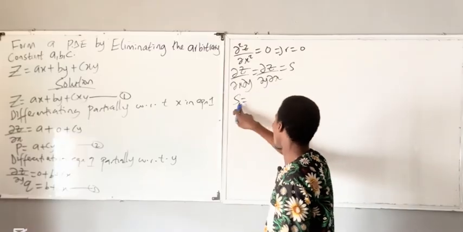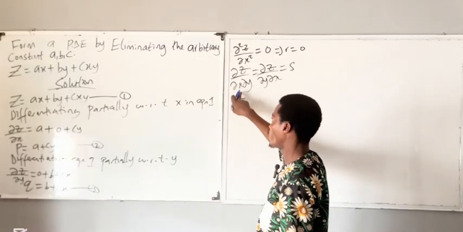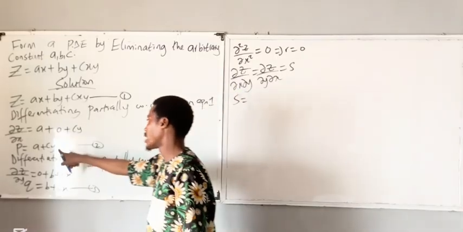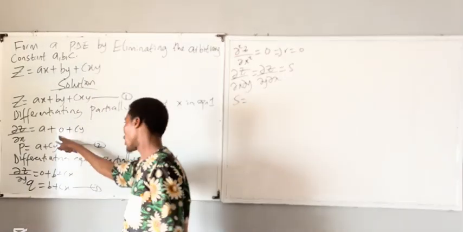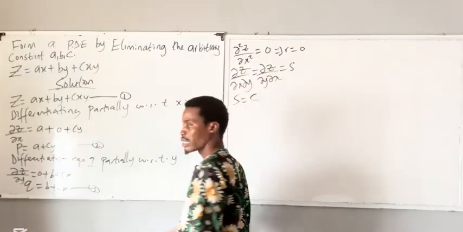So what do I have here? When I differentiate ∂z/∂x with respect to y, what did I get? If I differentiate y here, I'm going to have 1, 1 times this, I'm going to have c. So you can see that I got c.